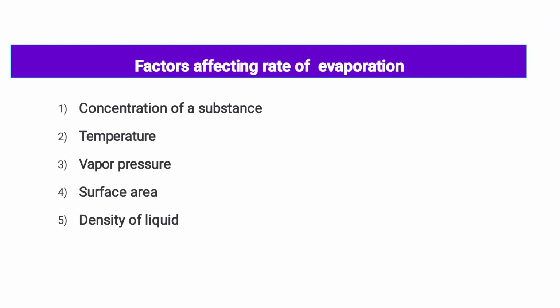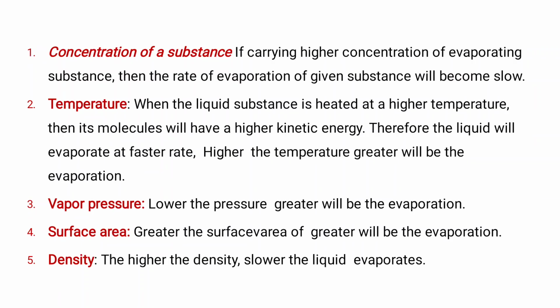Factors affecting rate of evaporation: concentration of substance, temperature, vapor pressure, surface area, density of liquid. Factors affecting means the rate of evaporation either increases or decreases. If the concentration of substance is more, the rate of evaporation decreases. Temperature increases, rate of evaporation increases. Temperature decreases, rate of evaporation decreases. Vapor pressure: the lower the pressure, the greater the evaporation. Surface area: the greater the surface area, the greater the evaporation. Density: the higher the density, the slower the liquid evaporates. So these are the factors affecting the rate of evaporation.